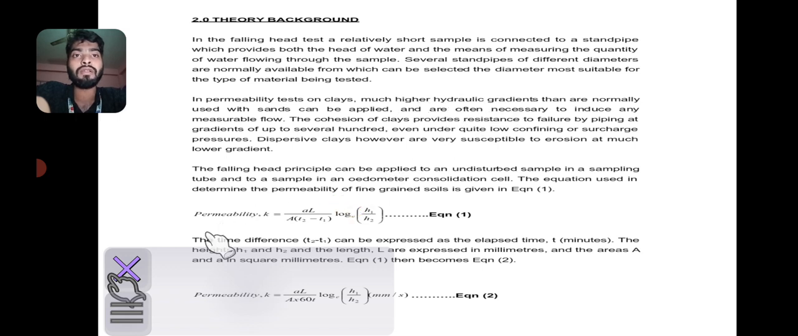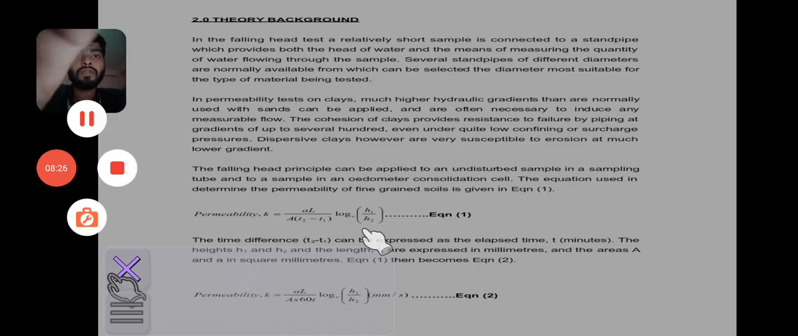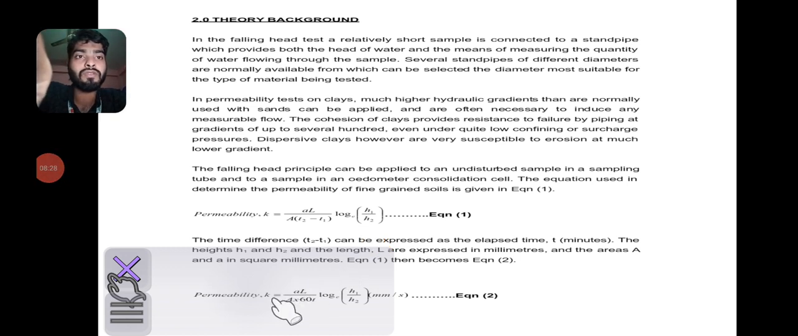In theory we will use this formula: permeability K is equal to L by A into (T2 minus T1) log H1 by H2. Then this equation also comes. The time difference T2 minus T1 can be expressed as the elapsed time. The heights H1 and H2 and the length L are expressed in millimeters, and the area A in square millimeters.